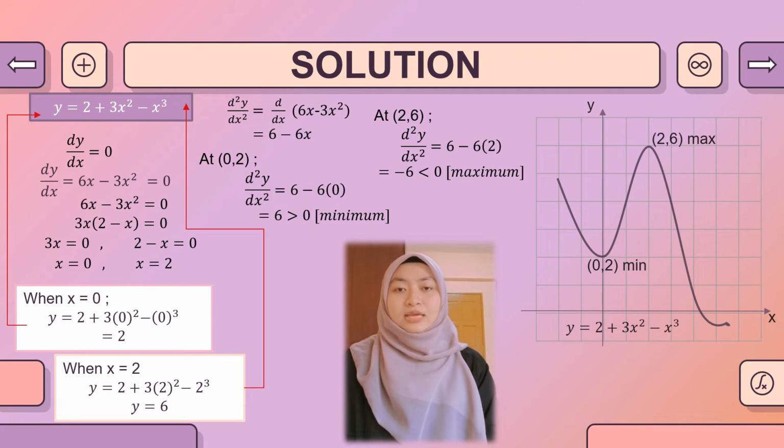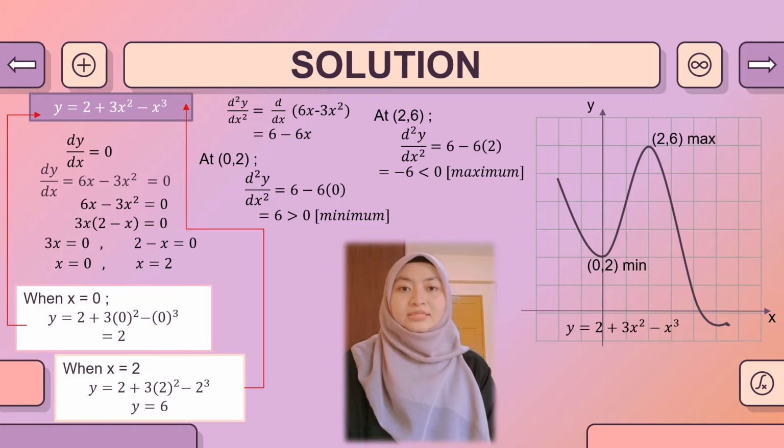When x is equal to 0, we use the initial equation, which is 2 plus 3x squared minus 5x cubed. Okay, y equals 2 plus 3 bracket 0 squared minus 5 bracket 0 cubed. We put 0 into x. When we simplify it using a calculator, we will get 2.